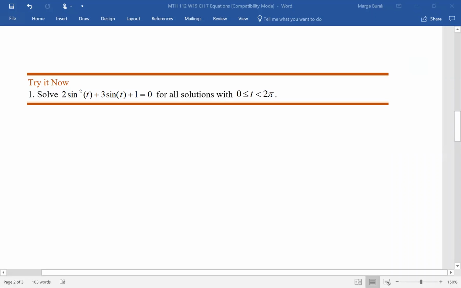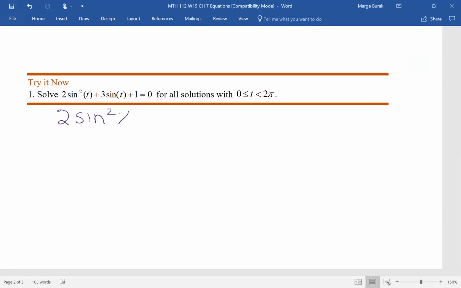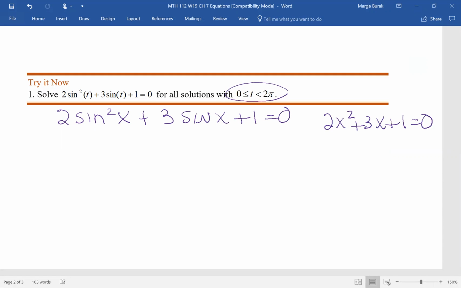Okay, let's try this one. If I'm going to just change it to x for my own satisfaction, again, we're going in radians and 0 to 2 pi. So I'm going to think of this as the trinomial 2x squared plus 3x plus 1 equals 0.